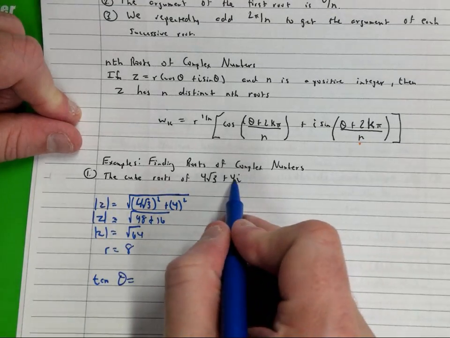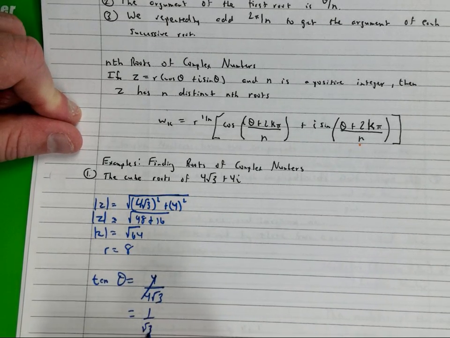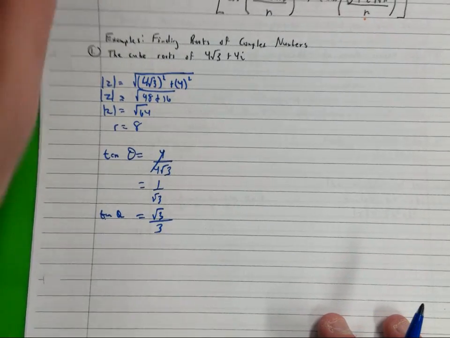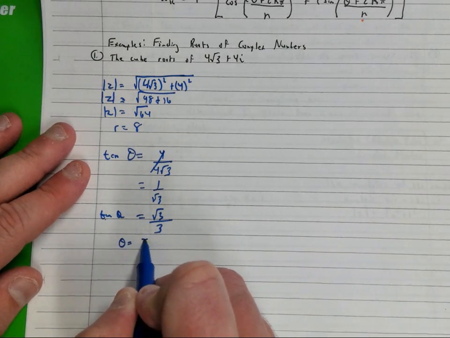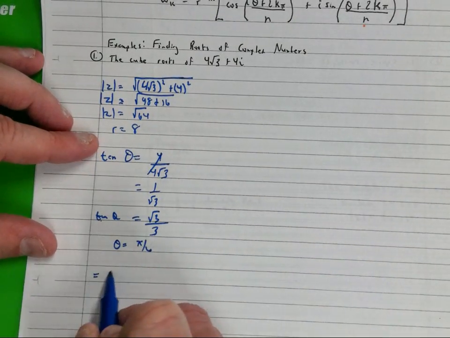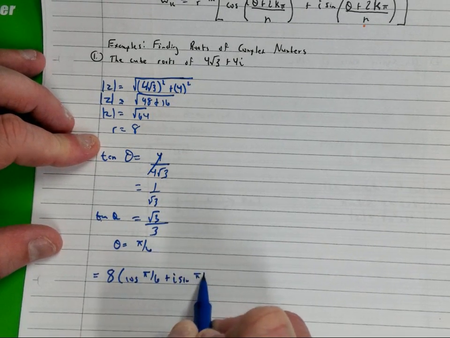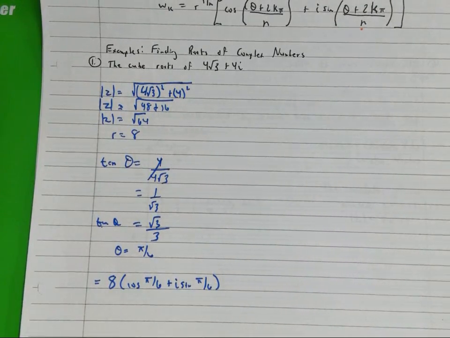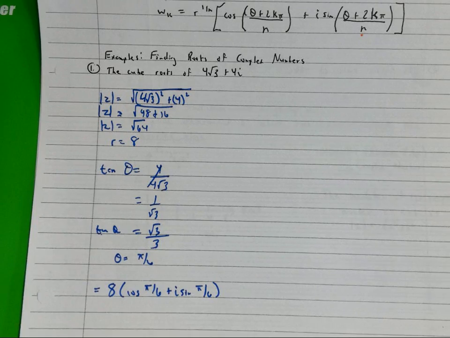Tangent of theta equals 4 divided by 4 square root of 3. That gives me 1 over square root of 3, which I know is the tangent of pi over 6. Now, I look back here. That's going to be in quad 1. What pi over what family gives me this? Well, pi over 6. It's in quad 1, so that's going to be pi over 6. So I'm going to write that as 8 cosine pi over 6 plus I sine pi over 6. So that should be easy. That's just like what we've been doing, putting in polar form.